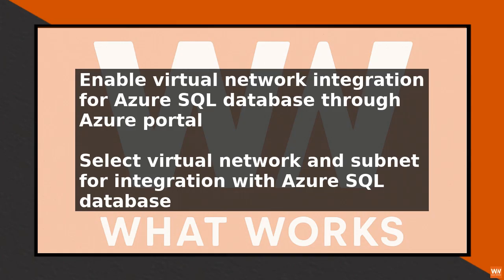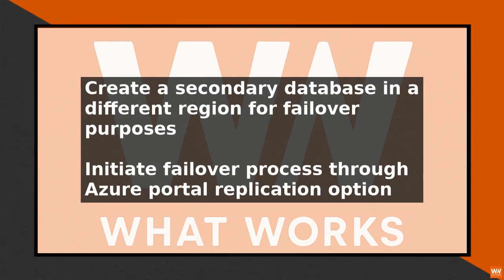You can do this by navigating to the Azure portal and selecting your Azure SQL database. Then click on the replication option and select the region you want to create the secondary database in. Once the secondary database is created, you can initiate the failover process. You can do this by navigating to the Azure portal and selecting your Azure SQL database. Then click on the replication option and select the failover option.